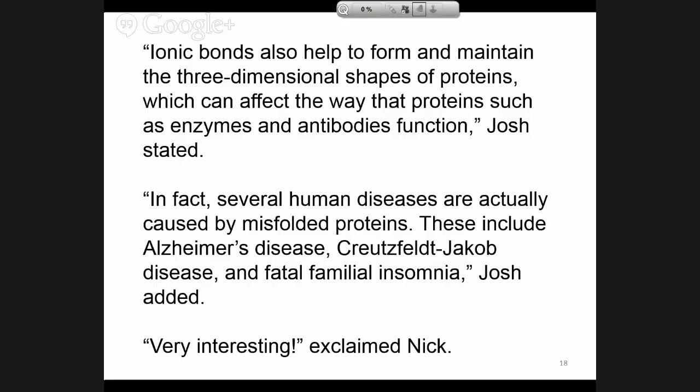Creutzfeldt-Jakob disease is actually caused by ingesting a misfolded protein, usually from something else that has that disease. So when mad cow disease gets into the human population, it's usually because somebody's eaten the brains of a diseased mad cow, which sounds like a really stupid thing to do, so why does anybody get mad cow disease? But it happens. So it's not directly about ions there, but ions are important in how proteins fold.